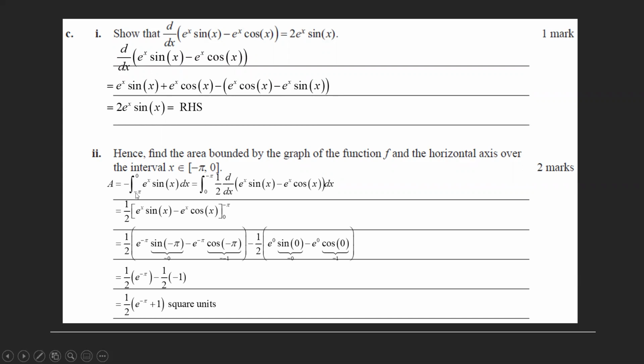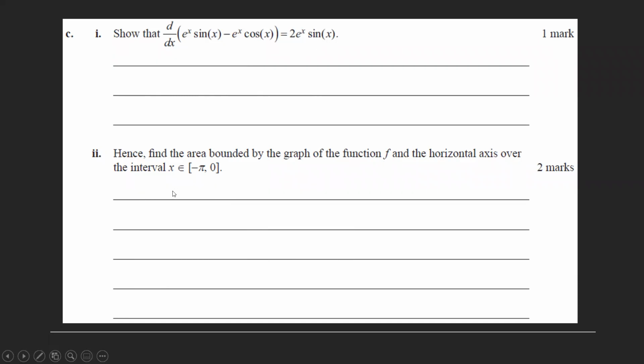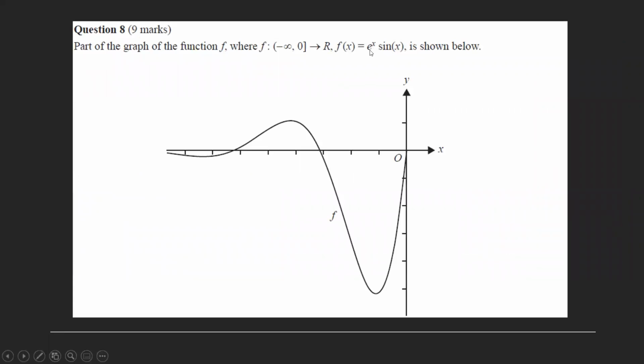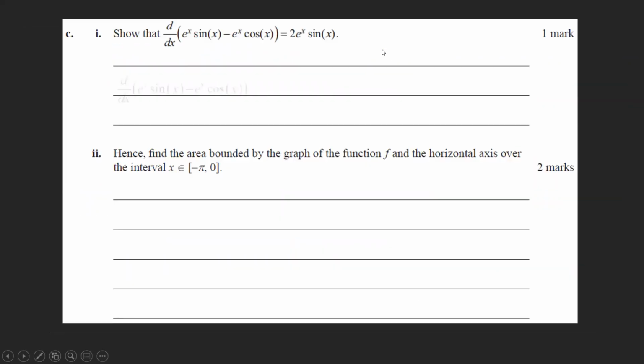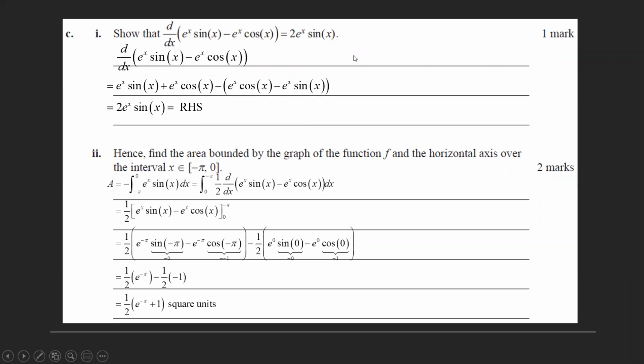Well, negative pi to 0, e^x sin x. Why was it e^x sin x? It's f of x. And remember, your derivative is 2 lots of e^x sin x. So if you want to apply this backwards engineering from the derivative equation, you have to put a half in front of the derivative to match the e^x sin x.